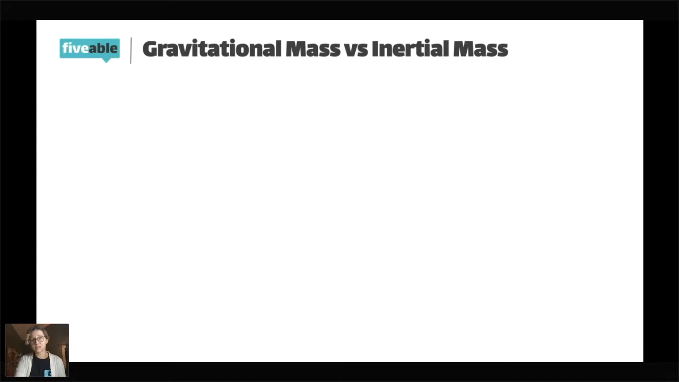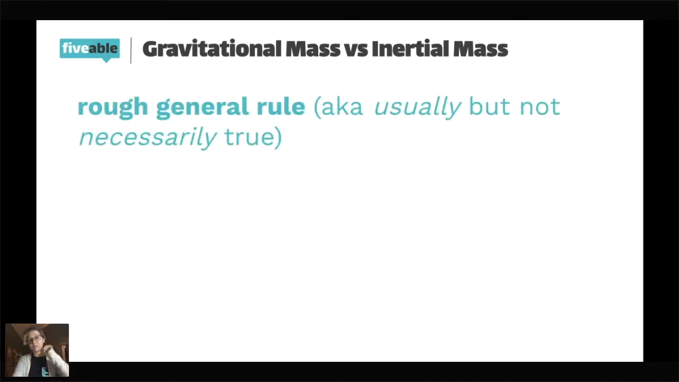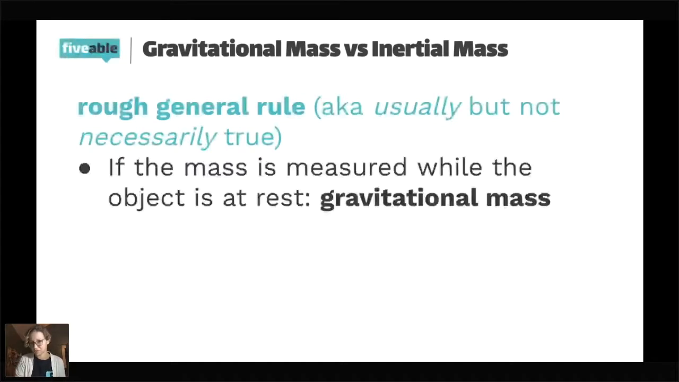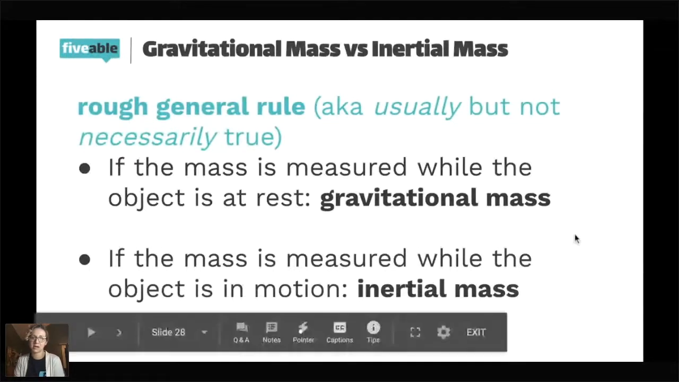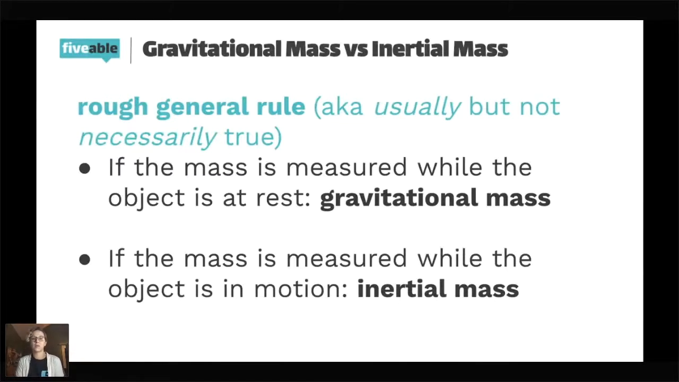So a rough general rule for these types of questions, meaning this is usually true but not necessarily true, so you should still read the question carefully: if the mass is at rest while its mass is being measured, then probably you are measuring the gravitational mass. If the mass is in motion while it is being measured, then probably you are measuring the inertial mass. So if you see one of these questions describing a setup to measure the mass of an object and asking if this is the gravitational mass versus the inertial mass, one shortcut that will probably work is checking whether the object is at rest or in motion when the measurement is being made.